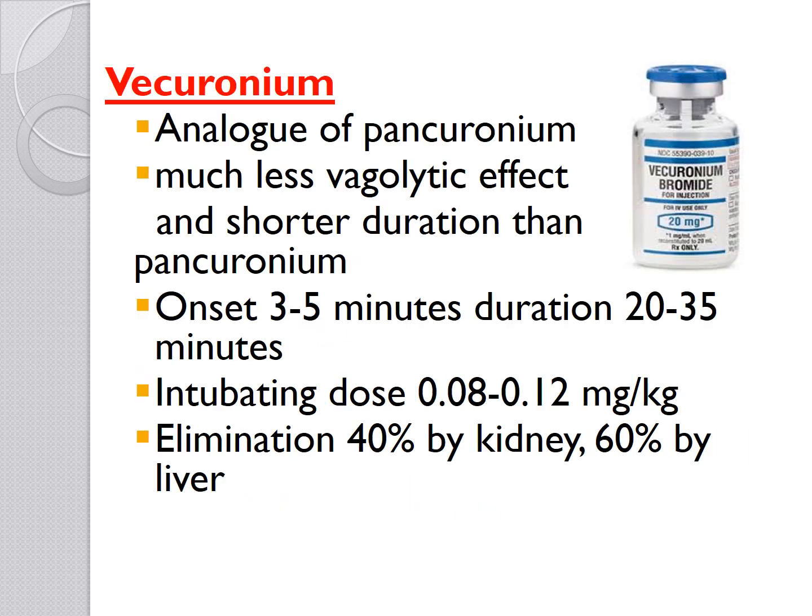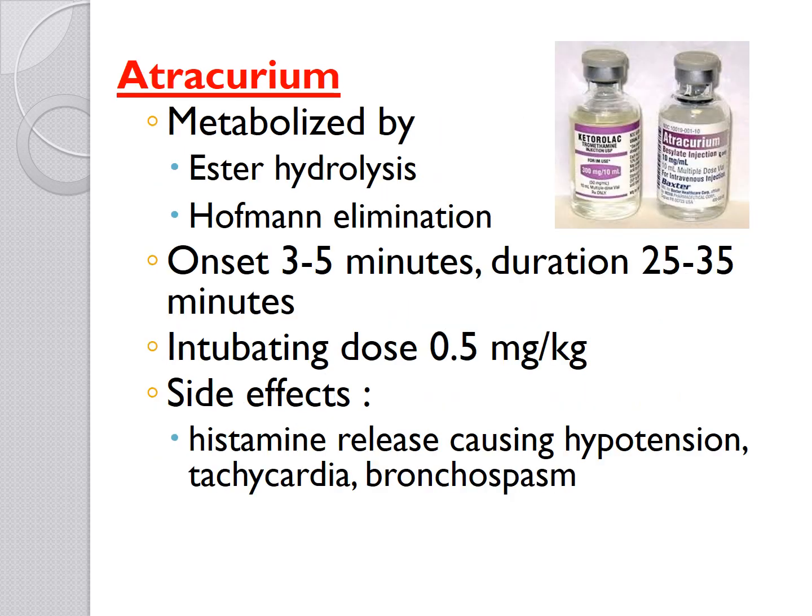Rocuronium, an analog of pancuronium, has much less vagolytic effect and shorter duration than pancuronium. Onset from 3 to 5 minutes, duration 20 to 35 minutes, intubating dose from 0.08 to 0.12 mg per kg, elimination 40% by kidney and 60% by liver. Atracurium is metabolized by ester hydrolysis and Hoffman elimination, onset from 3 to 5 minutes, duration from 25 to 35 minutes, intubating dose 0.5 mg per kg. Side effects: histamine release causing hypotension, tachycardia, and bronchospasm.